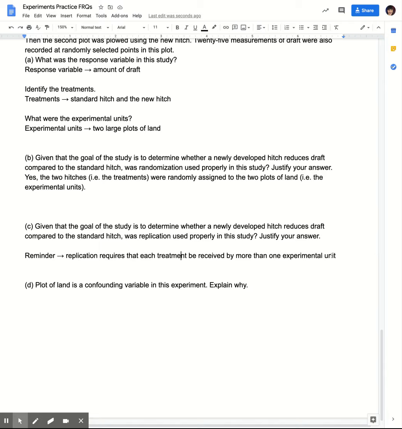So in this case, you would have to use the standard hitch and the new hitch on more than one plot each, which did not happen here. Okay, so to answer this question, you would say no, each treatment, which is the type of hitch, was applied to only one experimental unit each, which was, remember, your experimental units were the plots of land. Okay, right?